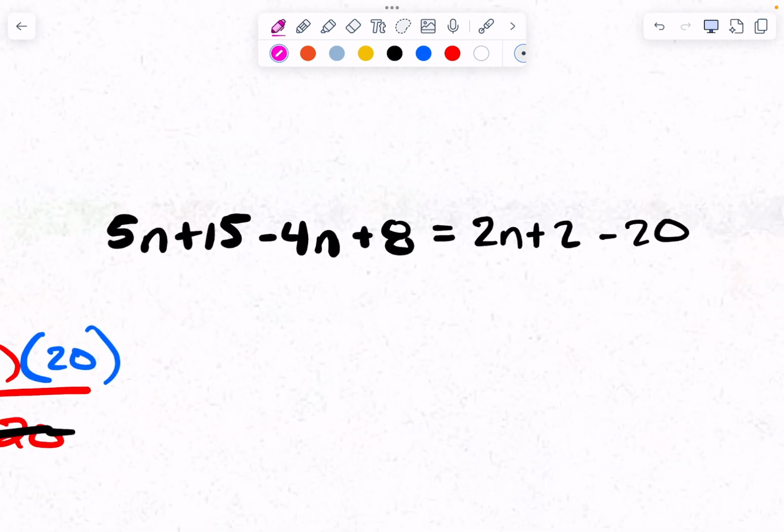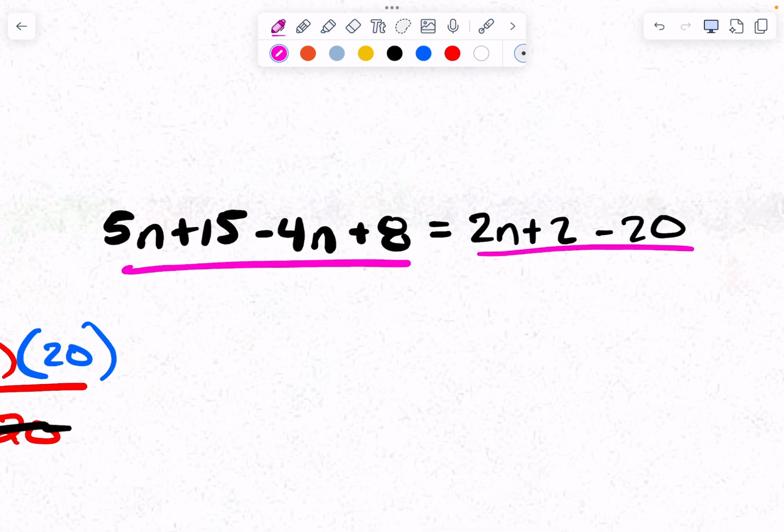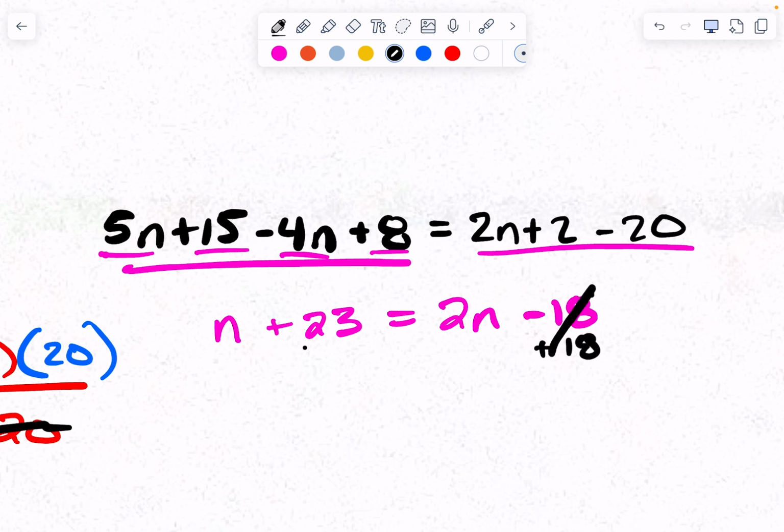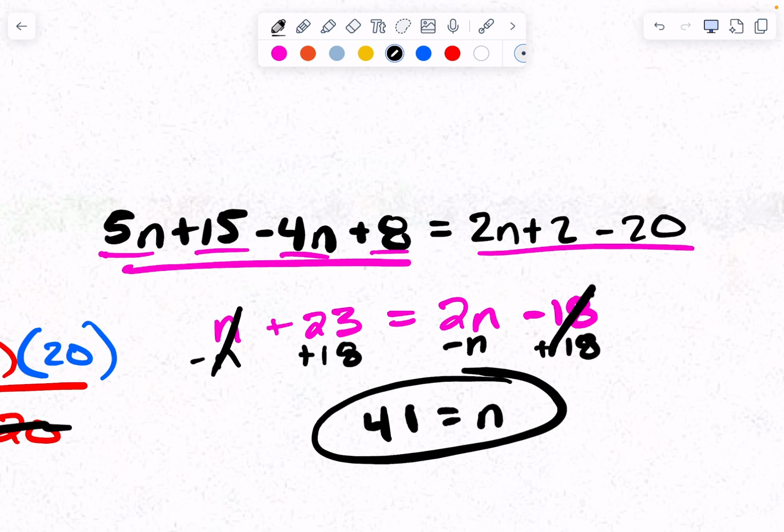Okay, I'm going to work each side individually because we got lots of stuff we can put together. On the left side, we can put together the 5n and the negative 4n, so that's just n. 15 and 8 is 23. Plus 23, equals. Here, the 2n is by himself, but I can put together 2 and negative 20, which is negative 18. Minus 18. This is nice. Add the 18, and minus the n. So n is equal to 41. Is that true? n equals 41?